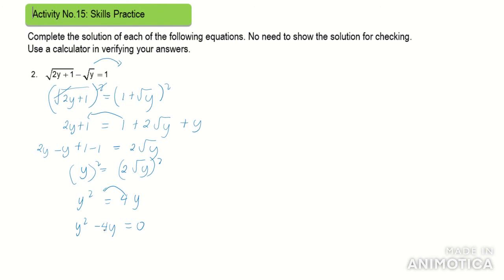Now, these two terms here have something in common, and that is y. The common factor is y. So we have y squared divided by y is y, and negative 4y divided by y is negative 4, equals 0. Then after that, we apply the zero product property. We have now y is equal to 0. Then we have y minus 4 is equal to 0. Then y is equal to 4.